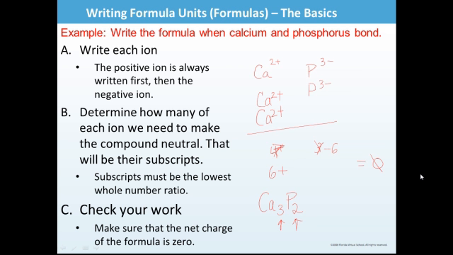The last step is always to check your work. Make sure that your overall charge is 0. If I have 3 calciums, which have a +2 charge, that's going to be a total of +6. If I have 2 phosphoruses, each of them with a -3, that's going to be a total of -6. +6, -6 definitely equals 0.